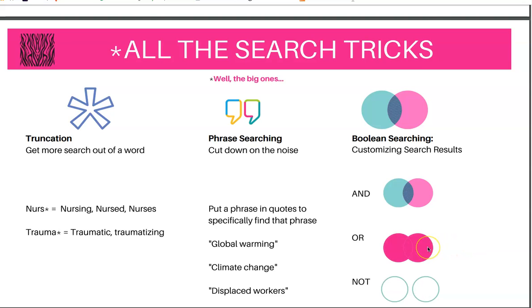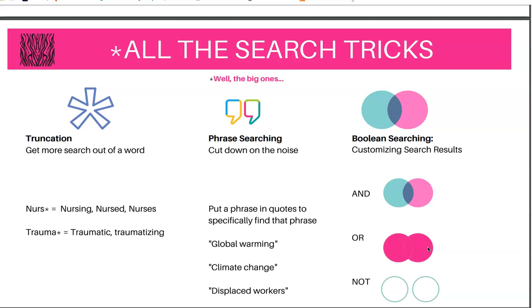Now, you would use OR if you have a search term that has synonyms. Sometimes, for instance, advertising, marketing, branding, and some other things are kind of lumped together. So if you want to put in all those things at one time, put marketing OR advertising OR branding.